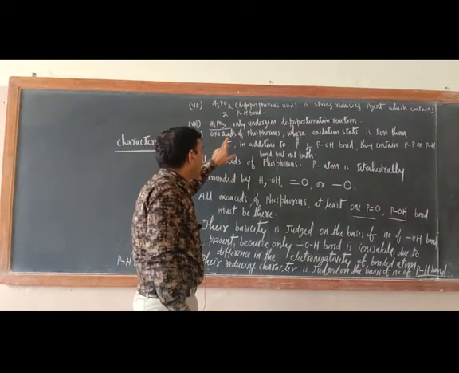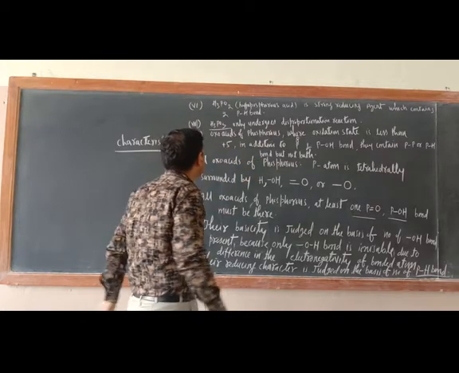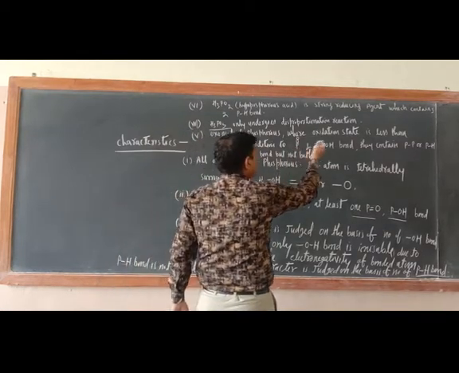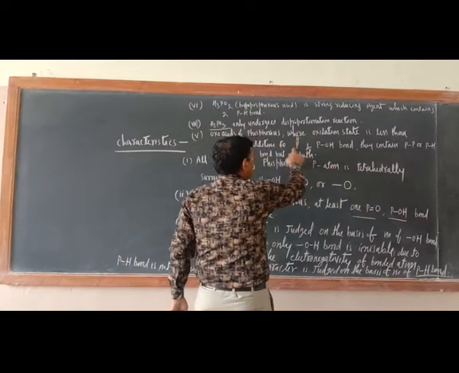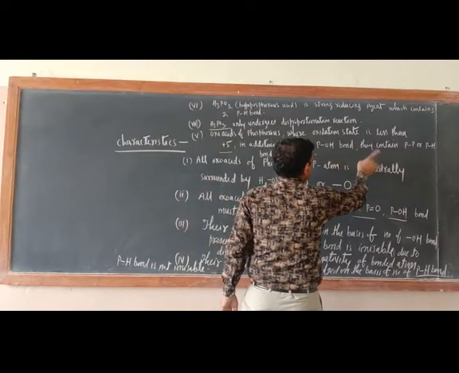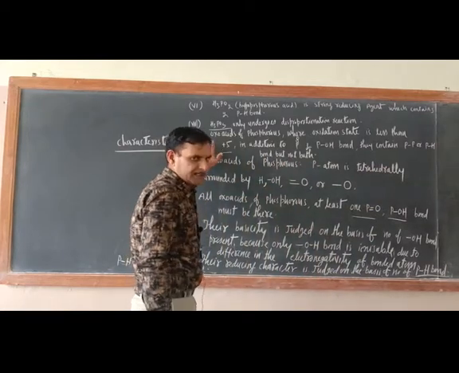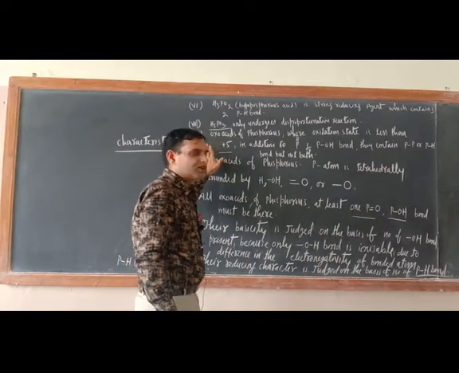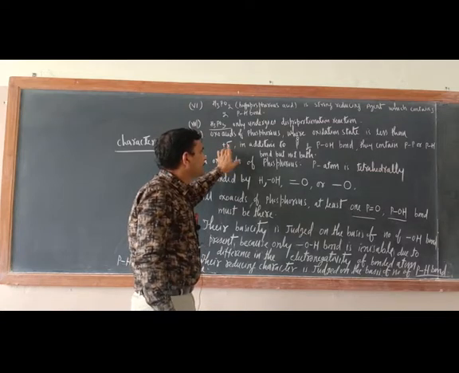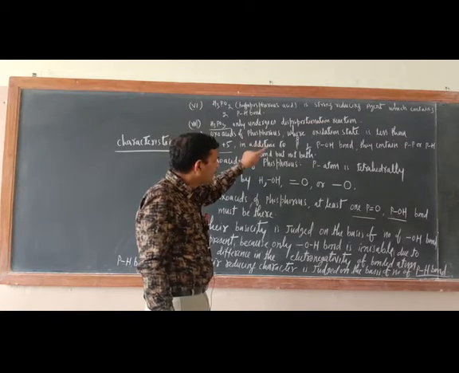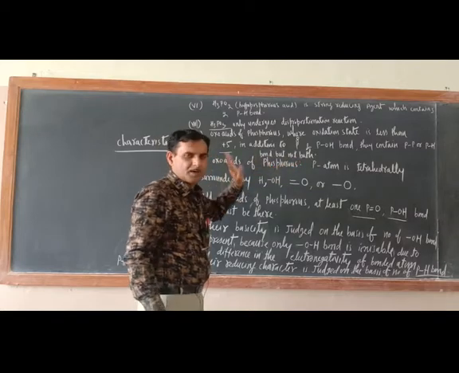Now fifth one: oxo acids of phosphorus where the oxidation state is less than +5, in addition to P double bond O and P-OH bonds, contain P-P or P-H bonds, but not both. Are you getting my point? Those oxo acids of phosphorus where the oxidation state is less than 5 contain, in addition to the P double bond O and P-OH bonds, a P-P bond or a P-H bond.